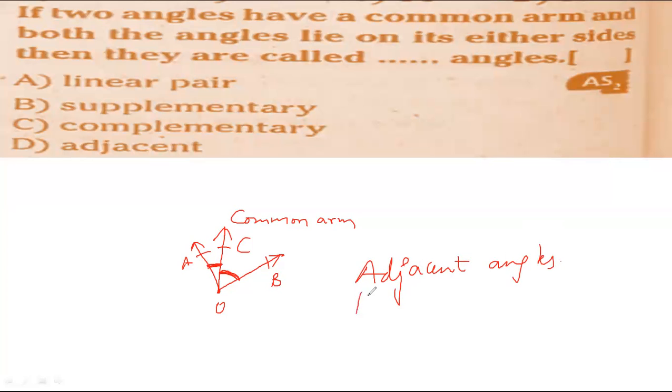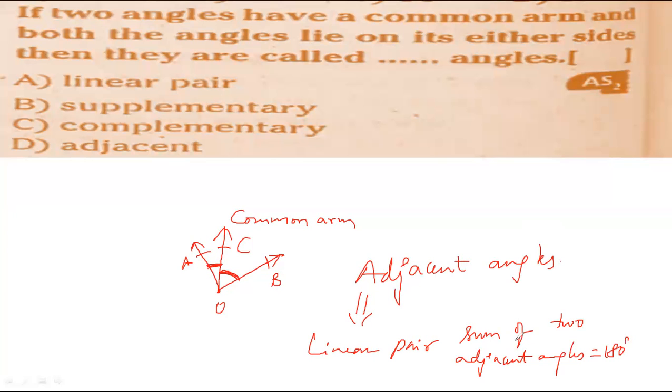Adjacent angles will become a linear pair if the sum of the two adjacent angles is 180 degrees. But in the question, it does not mention 180 degrees. So linear pair cannot be the answer. We can just mark adjacent angles. Option D is correct.